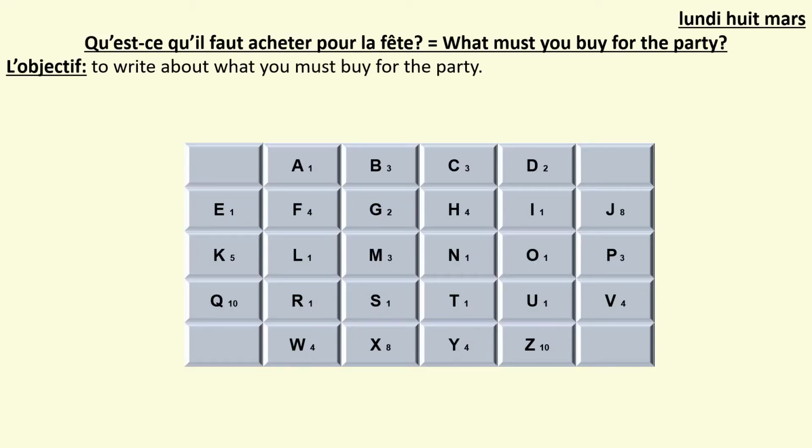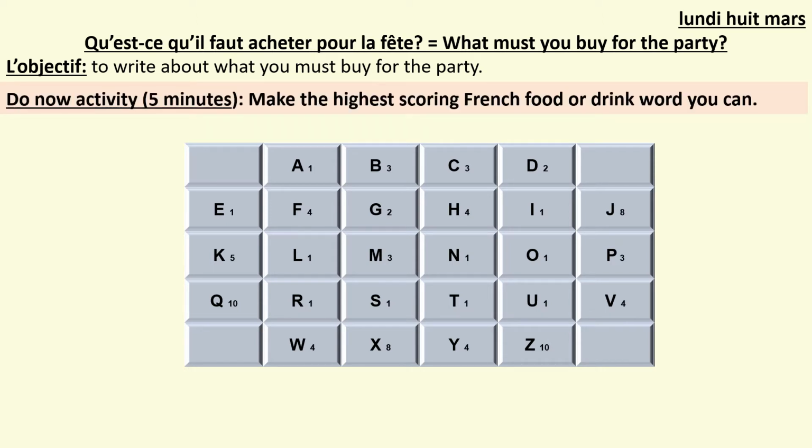And please copy the date in French and the title in French and English. Qu'est-ce qu'il faut acheter pour la fête? What must you buy for the party? And then write down the objective, l'objectif, to write about what you must buy for the party. Pause to do that now. Press play for the do now.